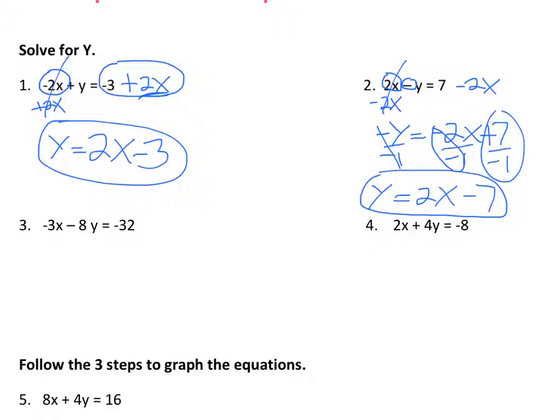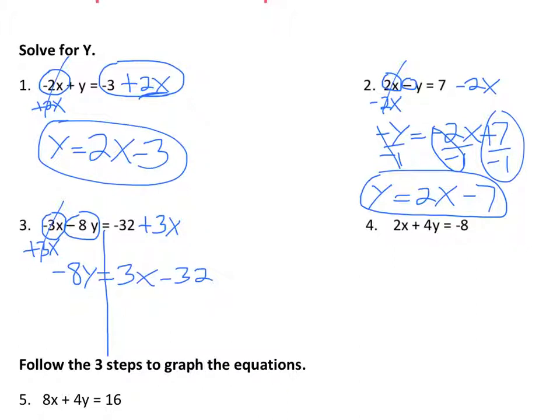Let's do number 3. I haven't been putting this, but I'll put the line down the middle here. Again, the X is on the same side with the Y. So since it's a negative, to get rid of it, I'm going to do the opposite and add 3X. This goes away. Add 3X to the right side. On this left side, I still have this negative 8Y. And then remember again, I always want to switch these. I want the X written first. So when I switch it around, it's going to be 3X minus 32.